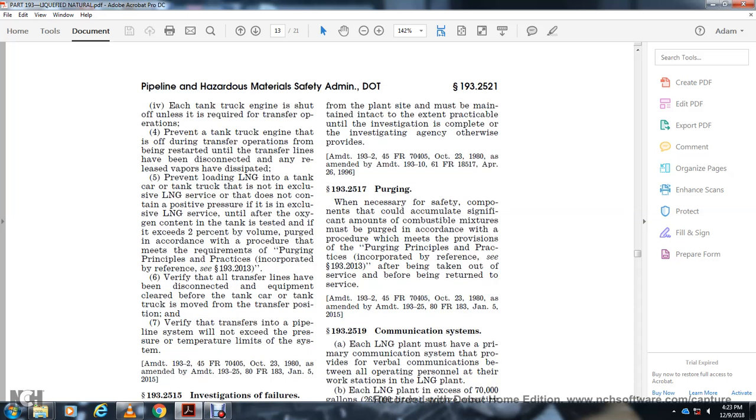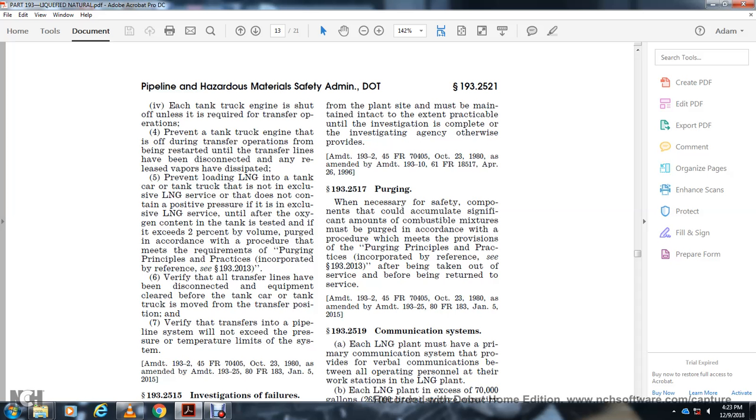Prevent loading liquid natural gas into a tank truck that is not in exclusive liquid natural gas service, or that contains a deposit of pressure, until the oxygen content of the tank does not exceed 2% by volume, purged in accordance with the procedure to meet the requirements of purging principles and practices.